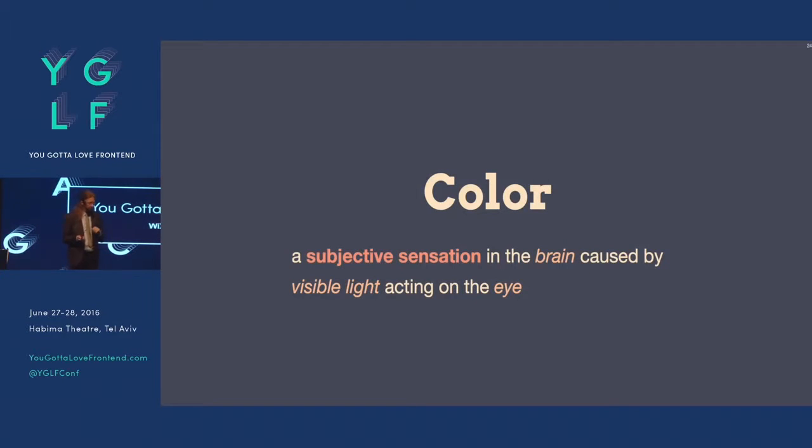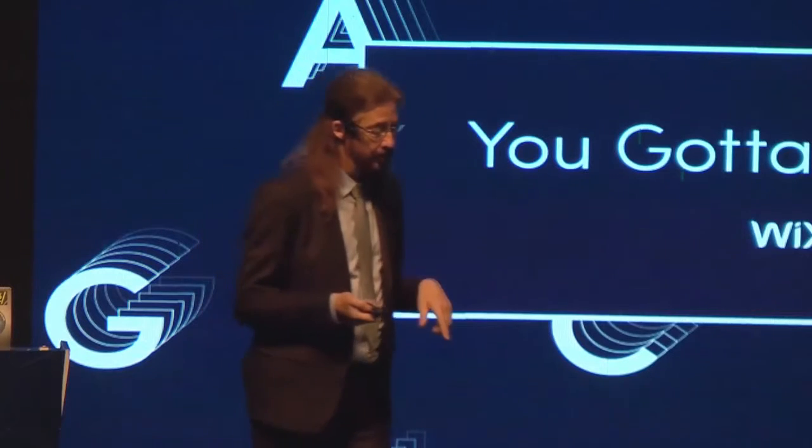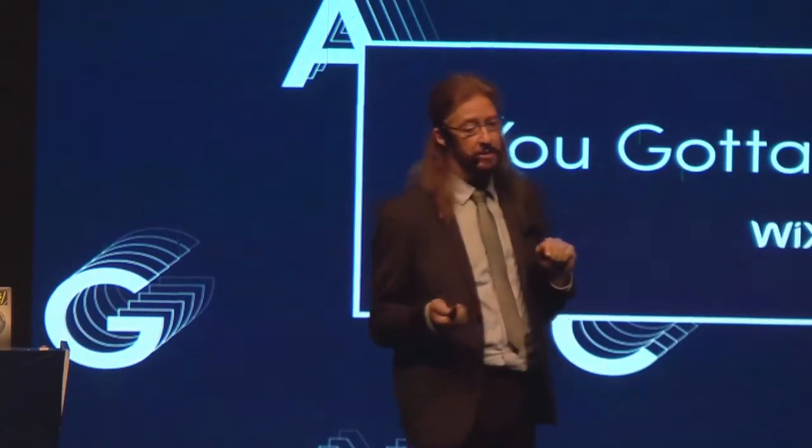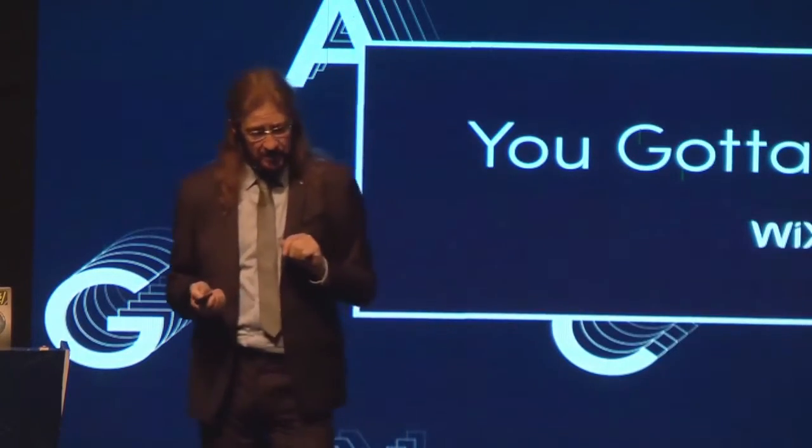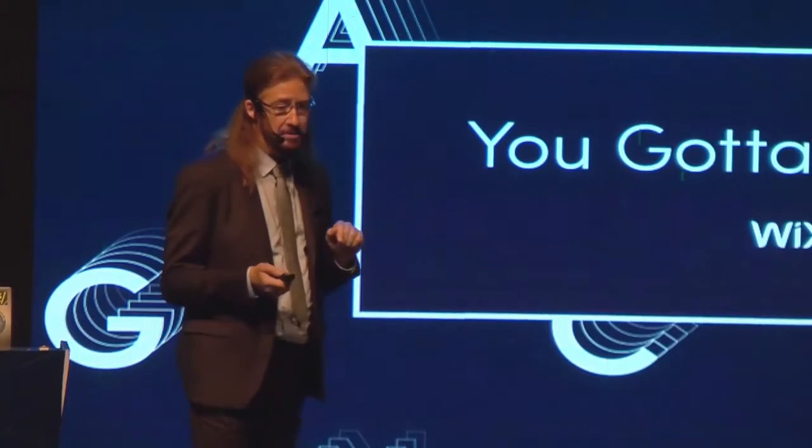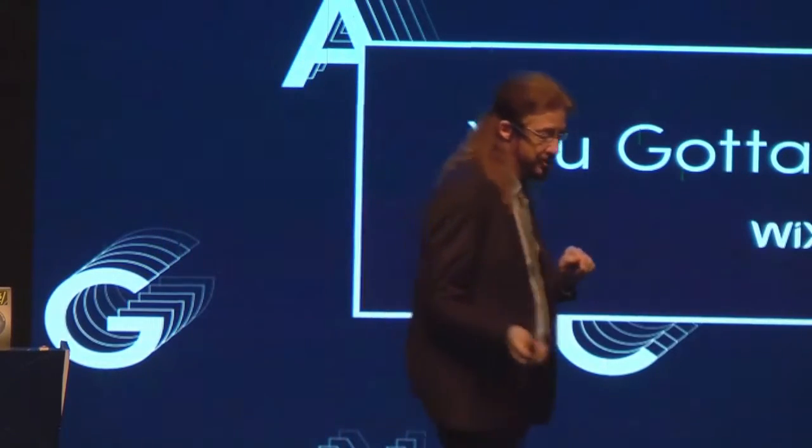So color, let's define color now. It's a subjective sensation. It's not objective. It's not directly physically measurable in the brain. And it's caused by visible light acting on the eye. Well, that should make you scared by now. How are we going to define it? Because it's a nebulous, subjective sensation.